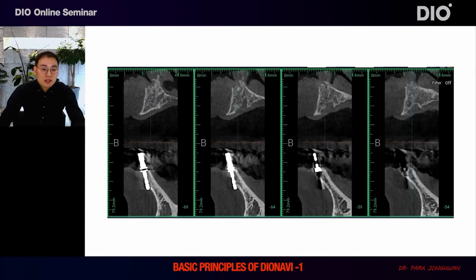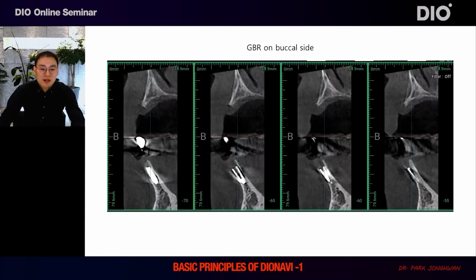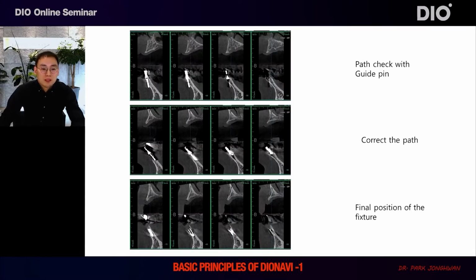I had a CT scan of the initial drill, and it was too narrow. I was tricked. Here's what happened. So I fixed the path. I did GBR. This is the CT before GBR. So, as you all know, it's especially hard to treat the mandibular anterior region with foresight. That's why you need navigation.